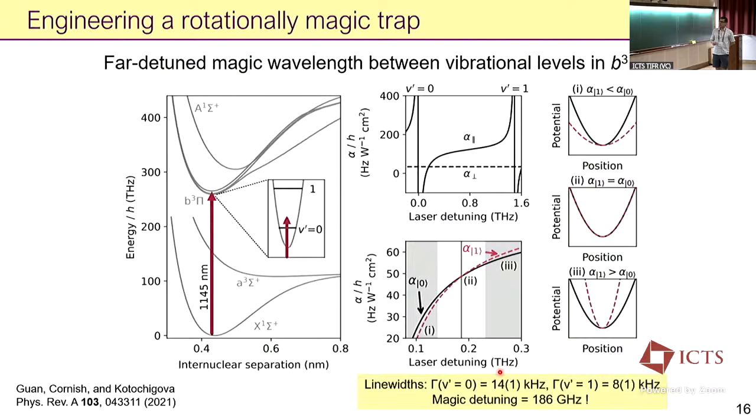If you're a little bit worried about tuning close to a transition, don't be. These are narrow line transitions. Their width is only 14 kilohertz, and we're detuned by 186 gigahertz. So actually far detuned from the transition.